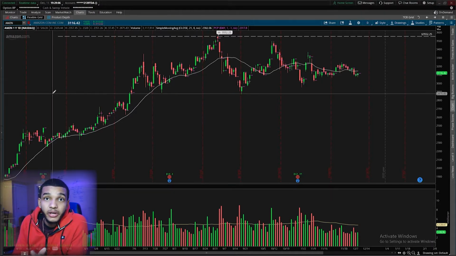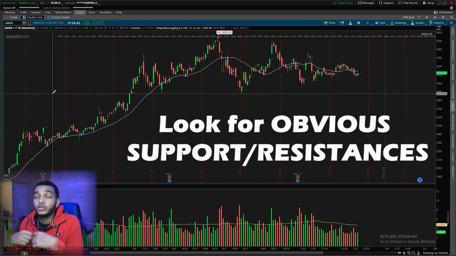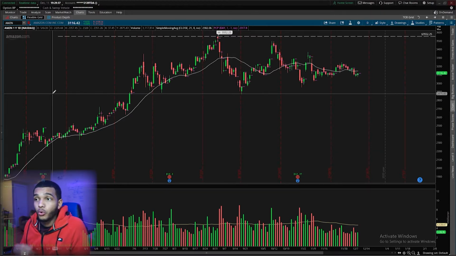All right, guys, this is key right here. What you're going to do is you're going to look for obvious support and resistance levels, okay? Why do you want to see obvious support and resistance levels? What happens is you want to know where most people are trading so that you can use that to your advantage later on when the stock gets to the price level, okay?